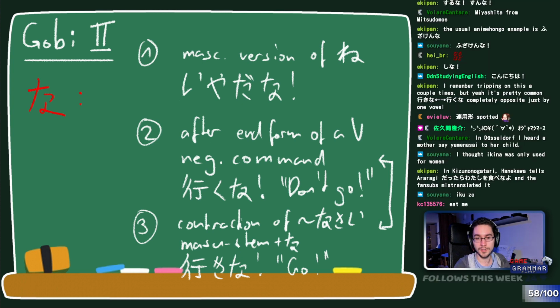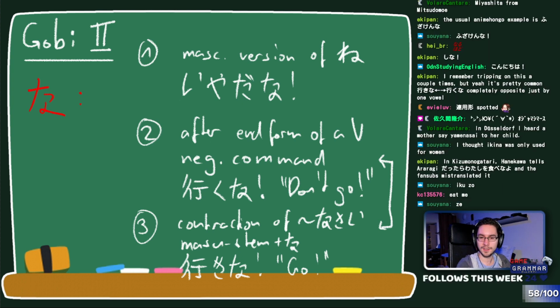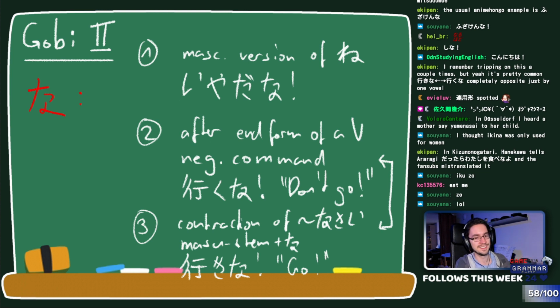That's the third usage. Eat me. だったら私を食べなよ. So, 行くぞ. Yes, 行くぜ. We're actually going to talk about ze later as well. So those are the three usages of na generally. One being more of a masculine version of ne. The other one being a negative command. And then the positive command as a contraction of nasai. Alright? Cool. Let's move on.